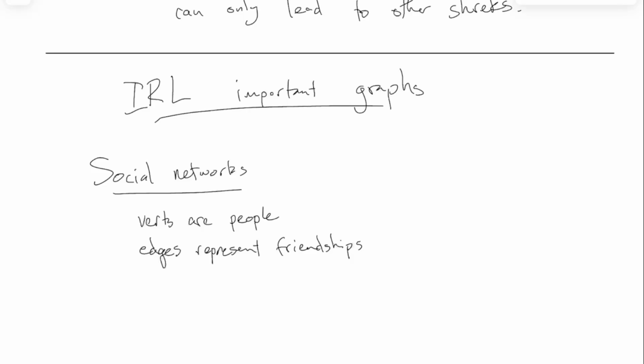If you really wanted to do some kind of statistical study of users on Instagram or Twitter or any of these social networks, graph theory is the way to do that. That is the fundamental framework by which you analyze things like that.